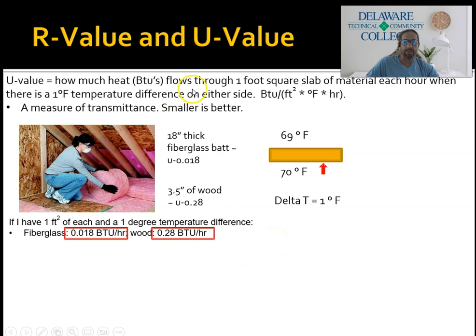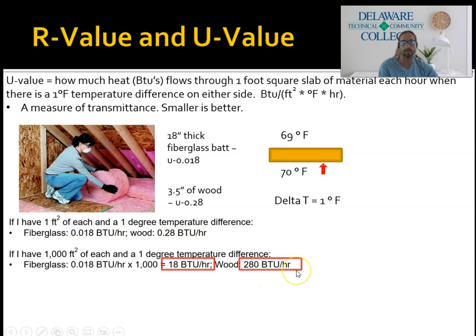And so that, by definition, means every hour with the fiberglass, it's 0.018 BTUs per hour, right? So remember, how many BTUs for 1 square foot when there's a 1 degree temperature difference each hour? So each hour, we're going to lose 0.018 BTUs through the fiberglass. And we're going to lose about 0.28 BTUs per hour through the wood. That's almost completely inconsequential. So let's step things up and get more realistic here.